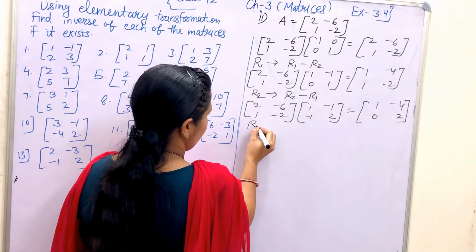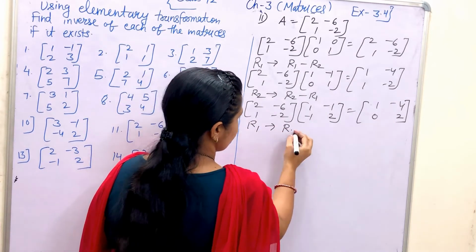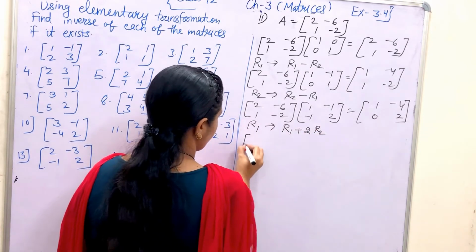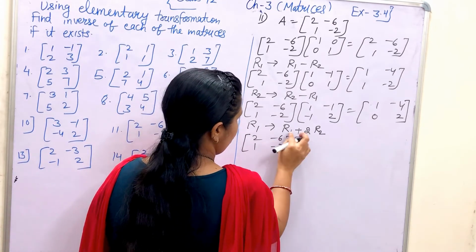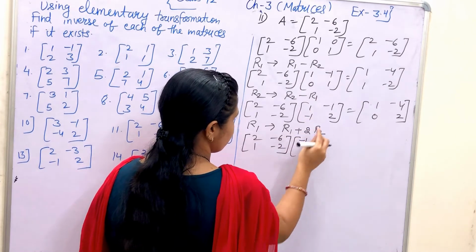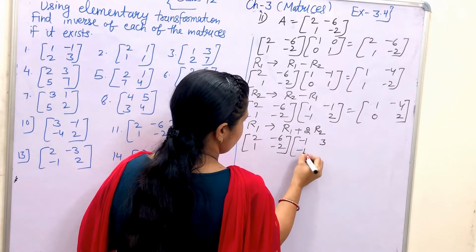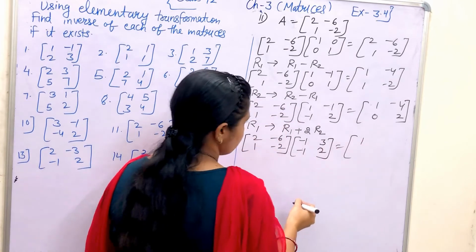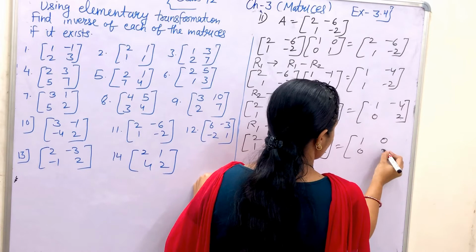Now R1 plus 2R2. 1 minus 2, that is minus 1. Minus 1 plus 4, that is 3. Minus 1, 2. Here is 1, 0. Minus 4 plus 4, that is 0.